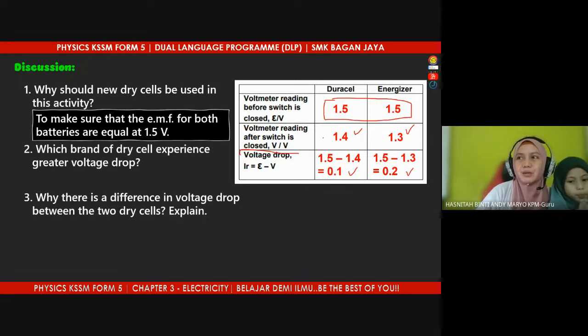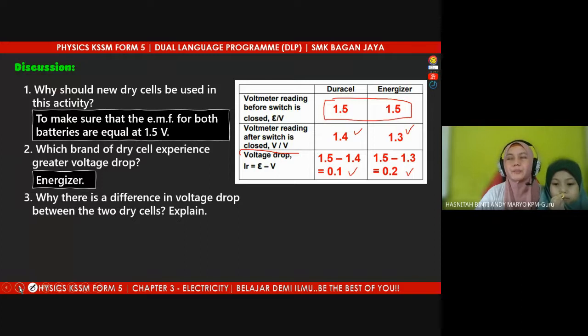Which brand of dry cell experiences greater voltage drop? From this table, which brand, students, experiences greater voltage drop? It must be the Energizer. Yes. So Energizer has a higher voltage drop compared to Duracell. Third question: can you respond? What do you think causes this voltage drop between these two batteries? What do you think is the reason there is a voltage drop between the circuit being open and closed?